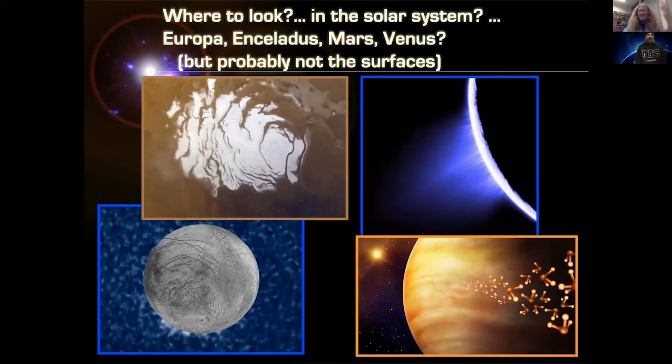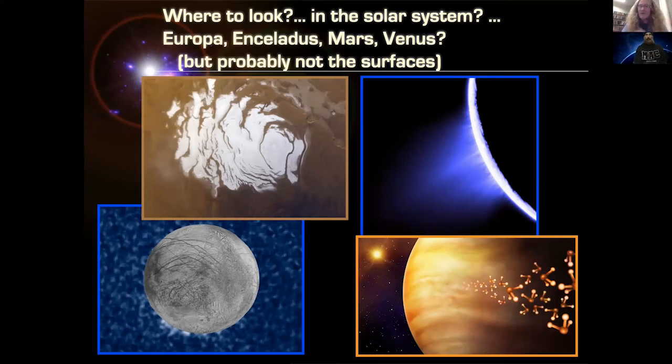And just to end, where do I look for extrasolar life? In my lifetime, where am I going to find it? It's probably going to be here in the solar system, if it's anywhere. It may be underneath the surface of Mars, in the sludgy, swampy water that exists beneath the South Pole. Maybe it'll be the plumes, the geysers of water shooting up from Enceladus and Europa.